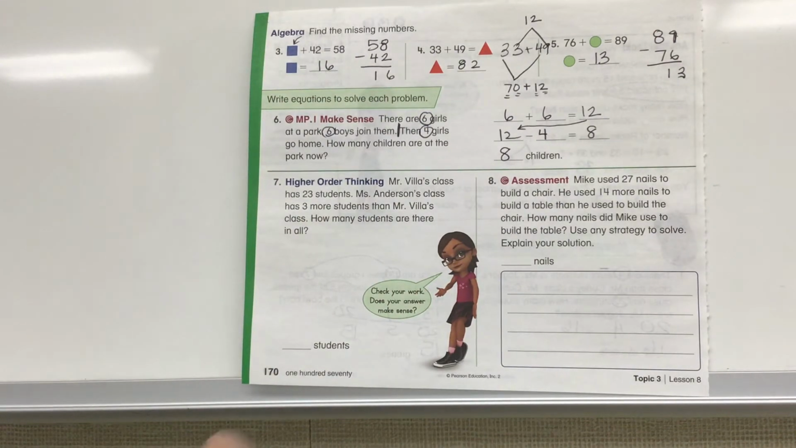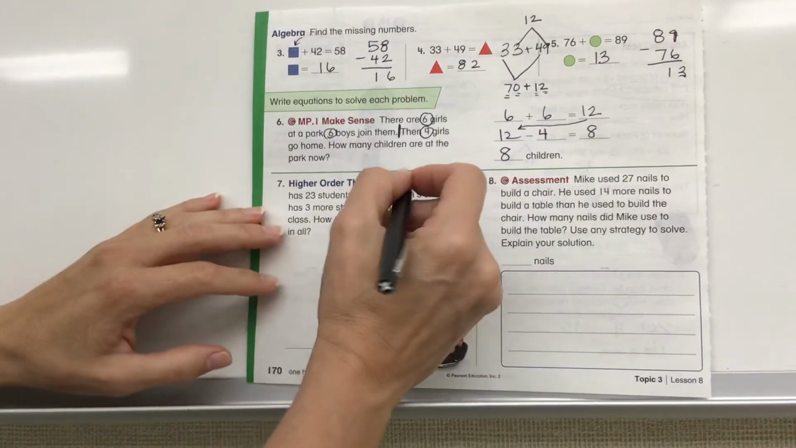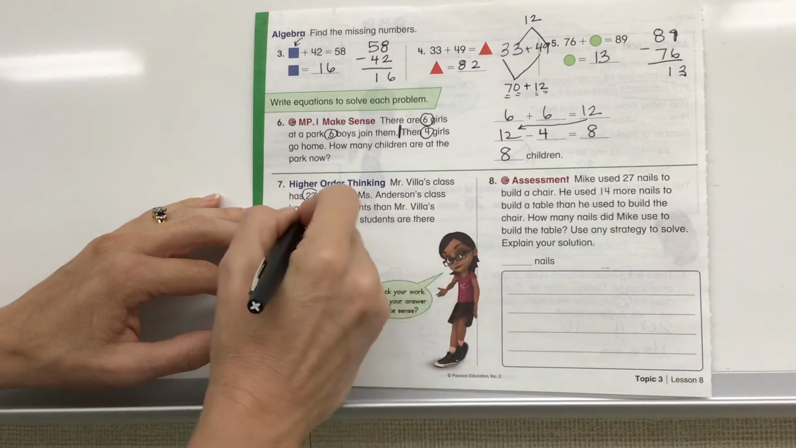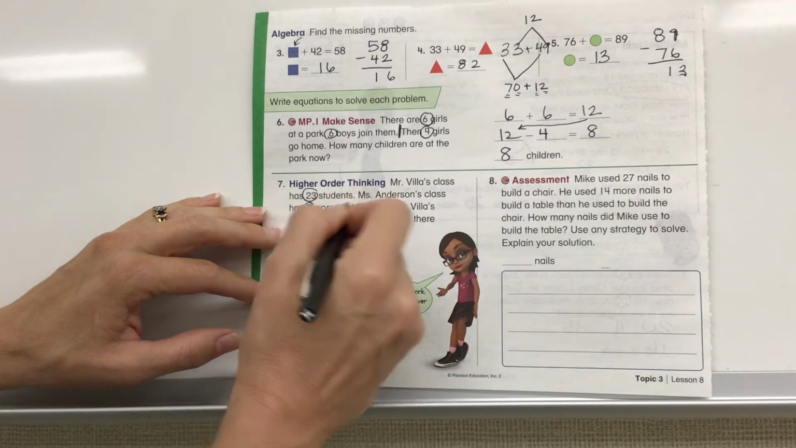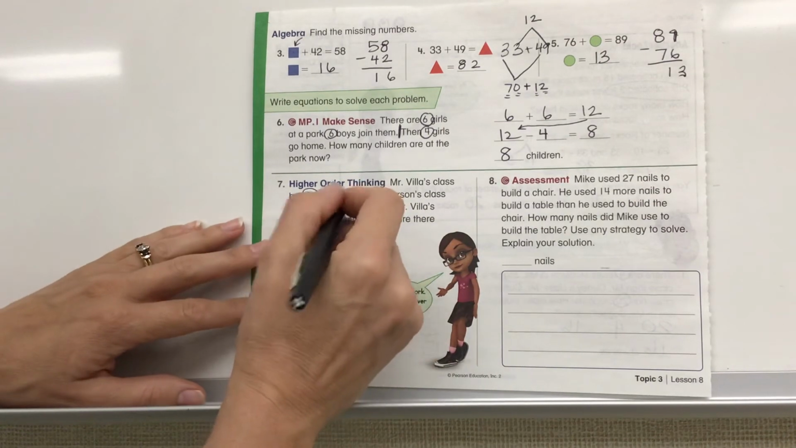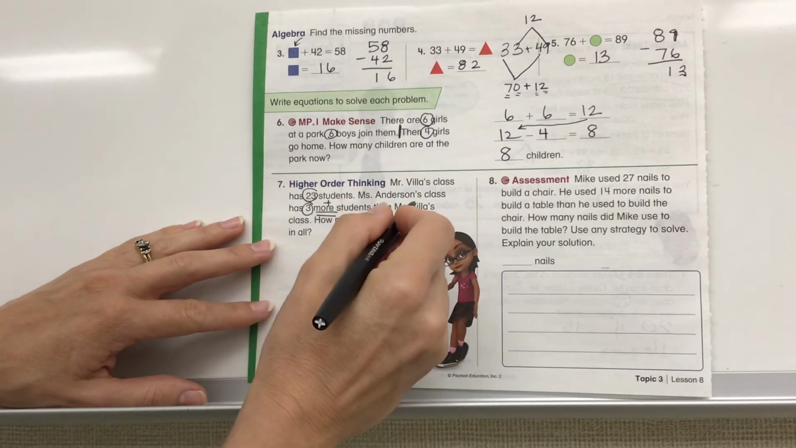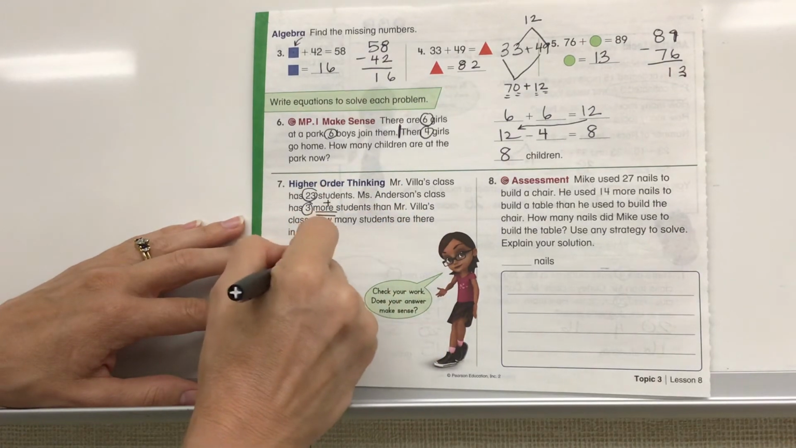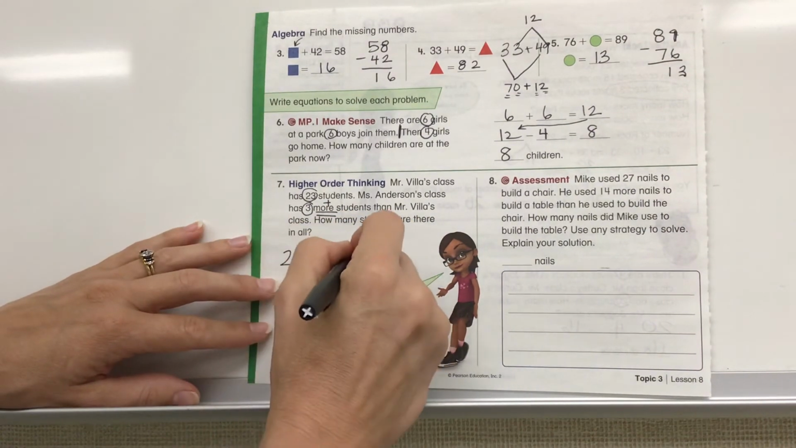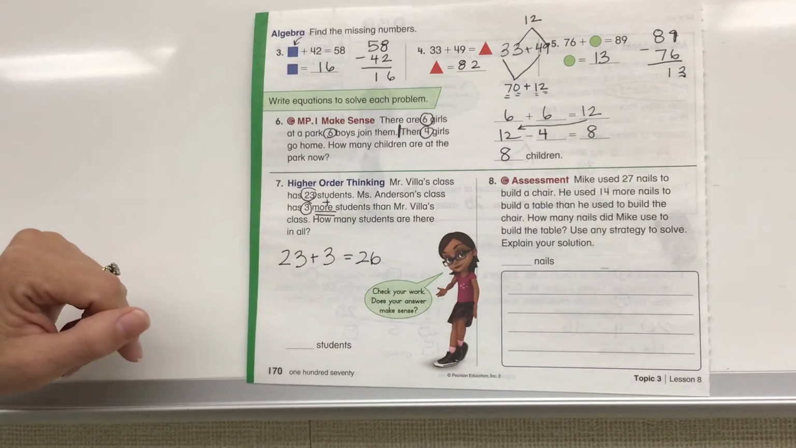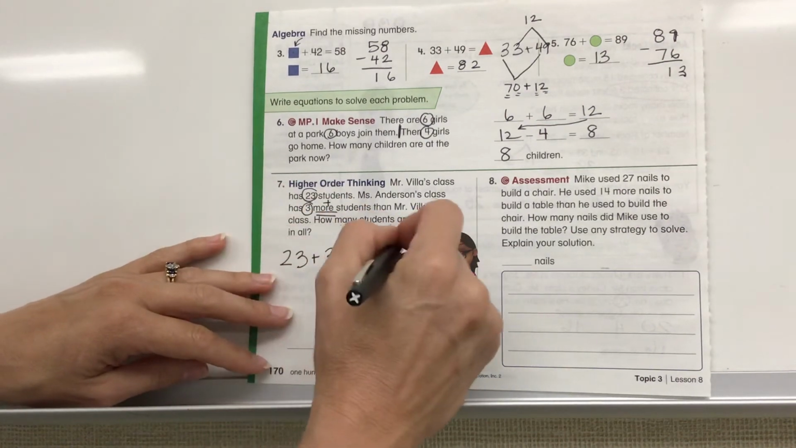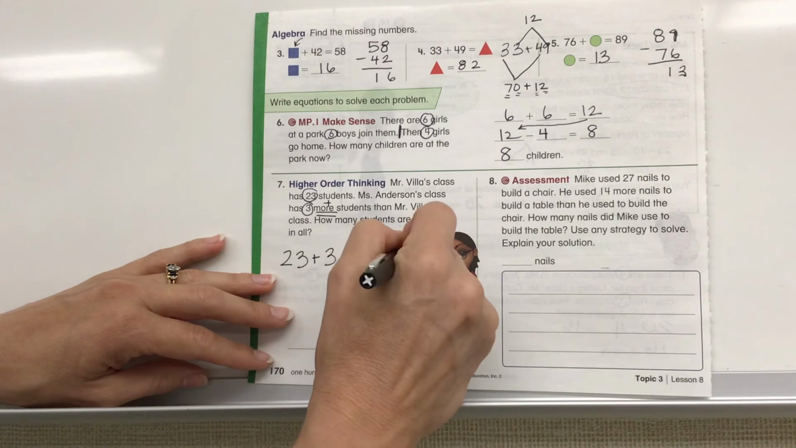All right, number 7, our higher order thinking. Remember, this is going to be our brain exercise. Mr. Villa's class has 23 students. Miss Anderson's class has 3 more students than Mr. Villa's class. How many students are there in all? So, what we need to do first is 23 plus 3 equals 26. But is it asking if we have 26? Nope, because this is how much Miss Anderson's class is.